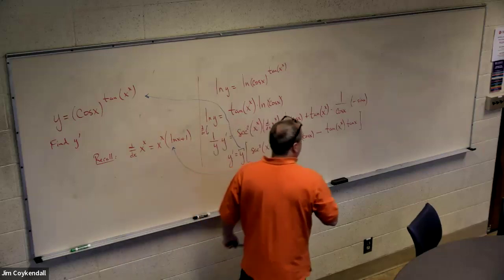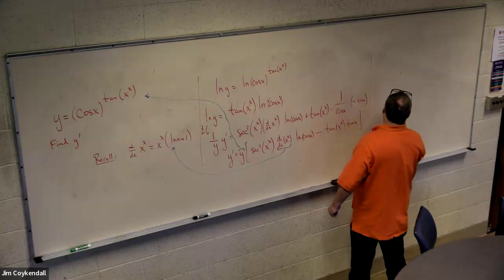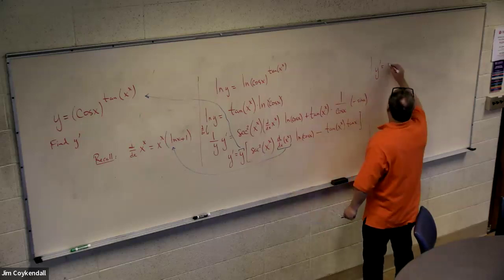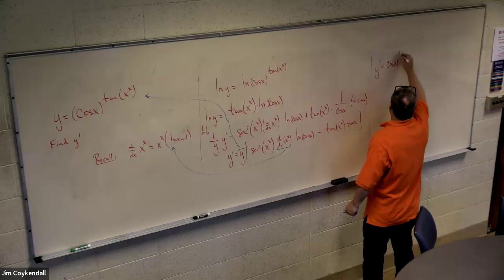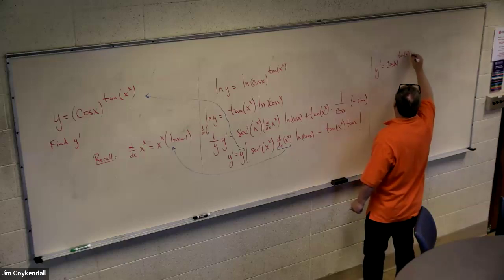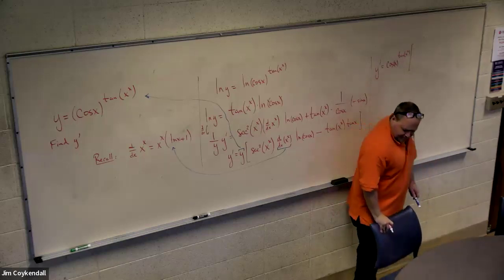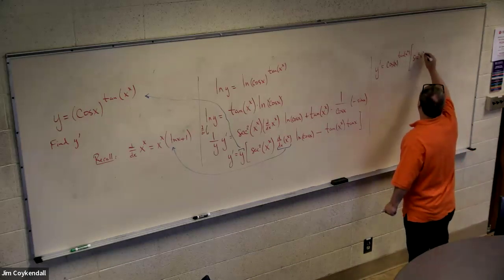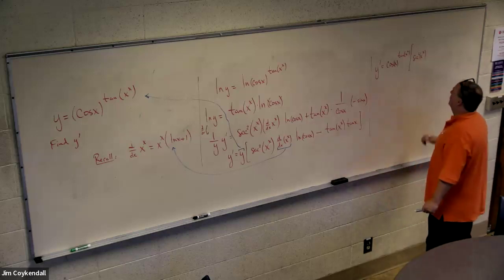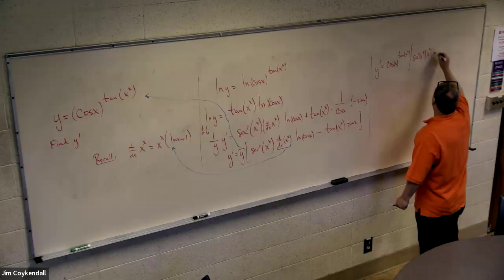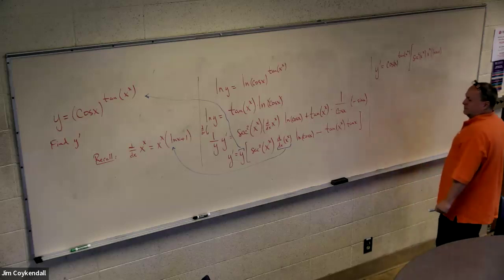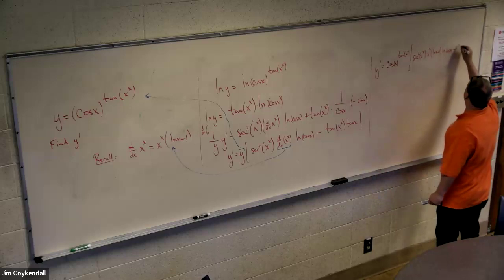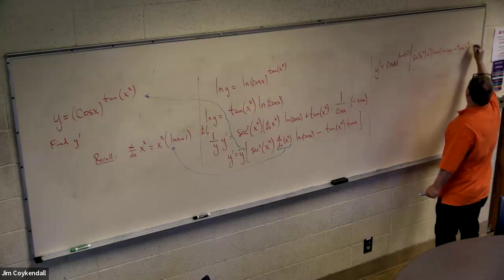So, my final answer, I get y prime is y, which is cosine x tangent x to the x power, times secant squared x to the x times the derivative of x to the x, which is x to the x times log x plus 1, times log cosine x, minus tangent x to the x times tangent x.